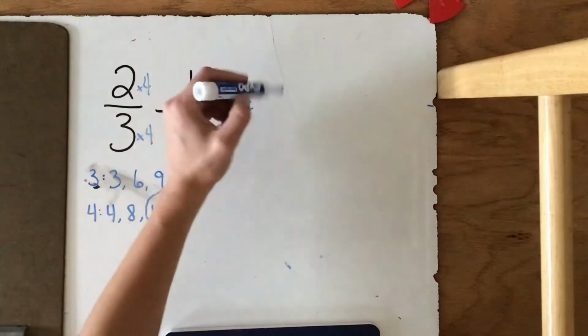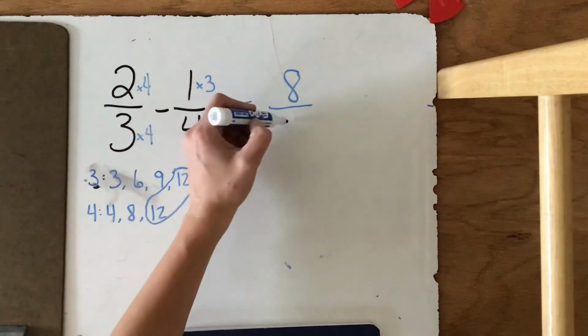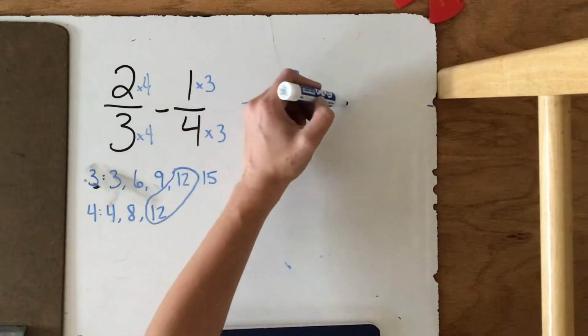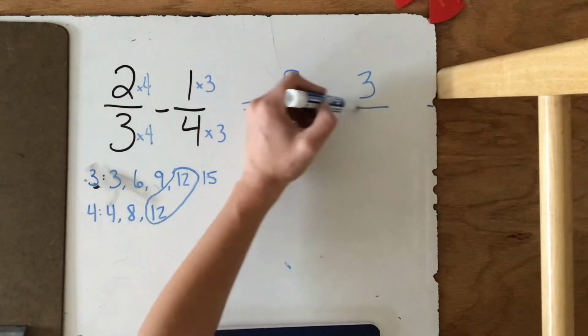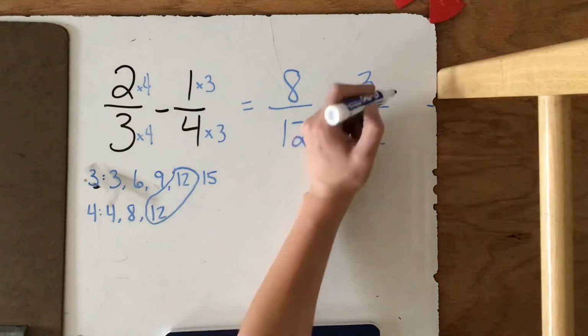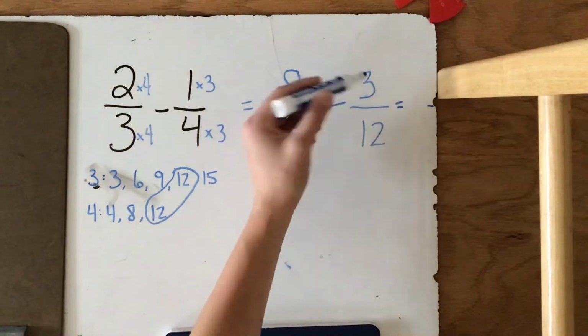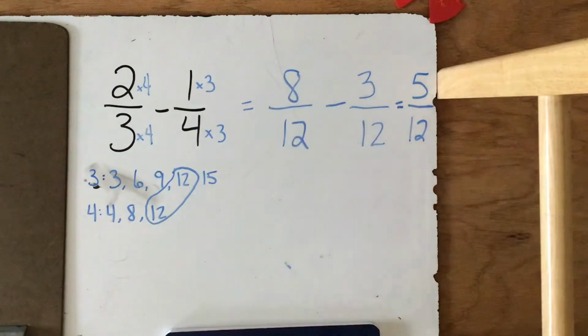2 times 4 equals 8. 3 times 4 we know is 12. 1 times 3 is 3, and we know 4 times 3 is 12. Now that we have a common denominator, we can subtract our numerators. 8 minus 3 is 5, and we keep our denominator the same. So 5/12 is our answer.